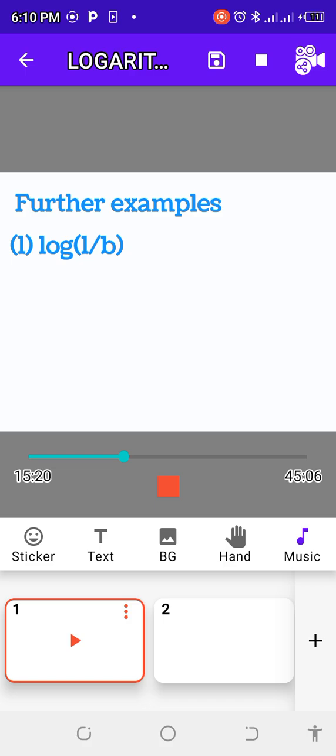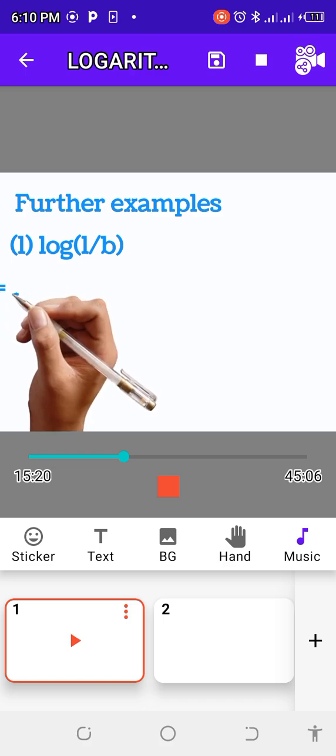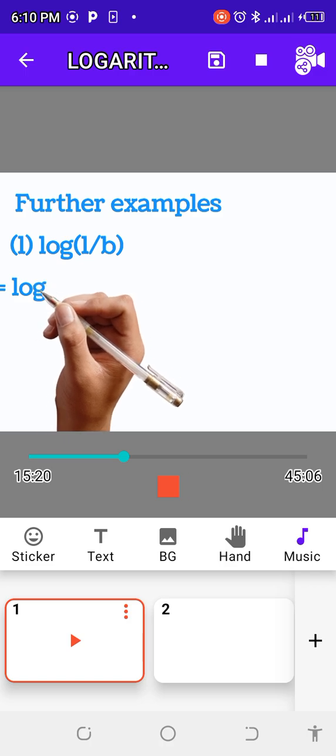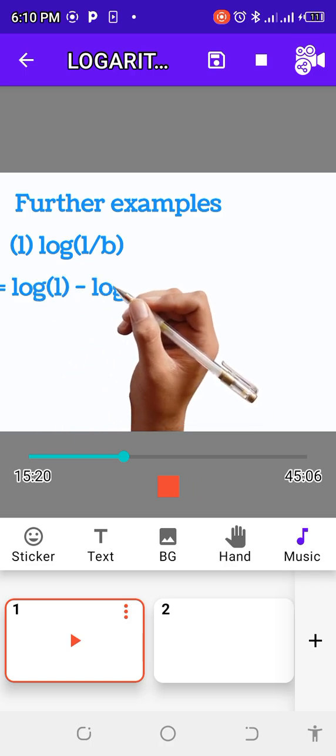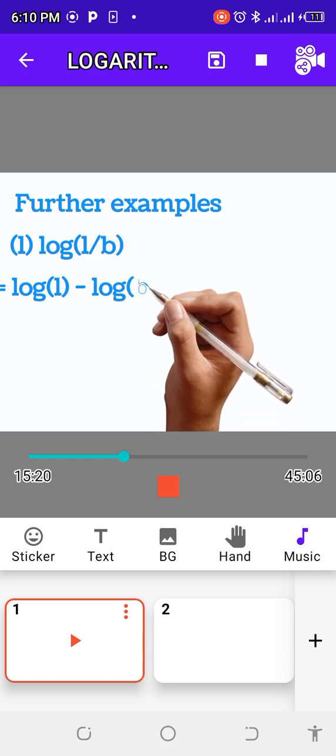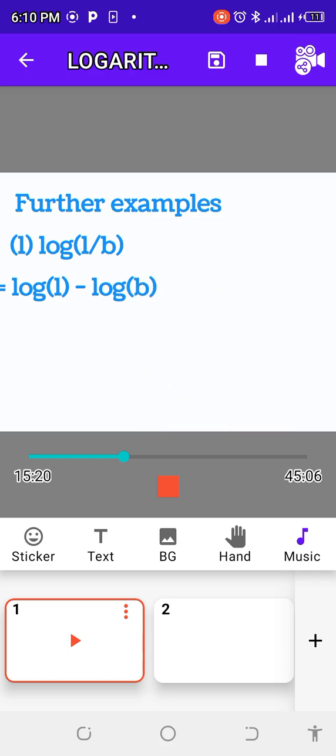This question says evaluate log 1 over b. That is the same thing as log 1 minus log b. And do not forget, log 1 is equal to 0. So it becomes 0 minus log b.